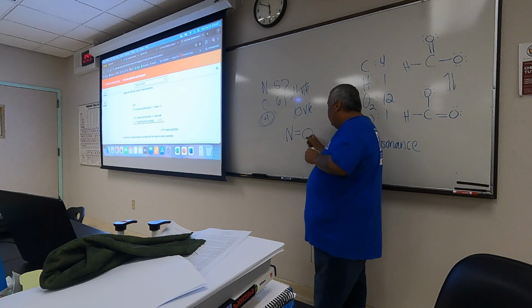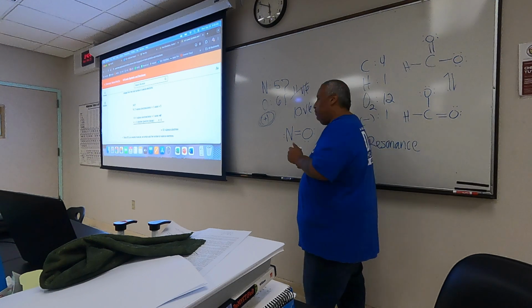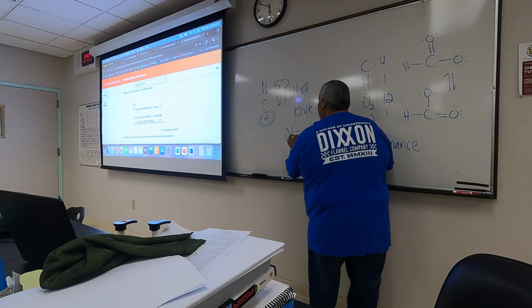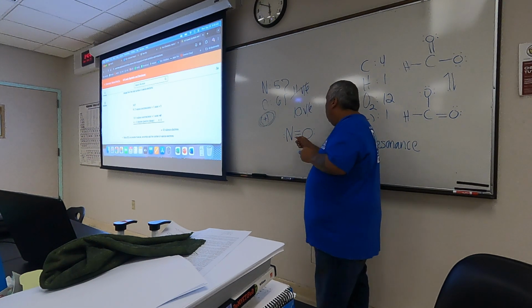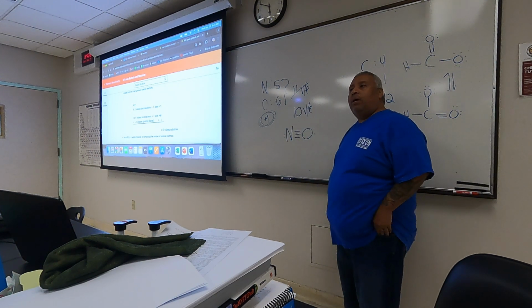Oxygen 2, 4, 6, 8, we're still good. Nitrogen 2, 4, 6, not enough. Let's take these electrons and we'll share those. Oxygen is now 2, 4, 6, 8. Nitrogen is 2, 4, 6, 8. So each one of those have now met their octet rule.